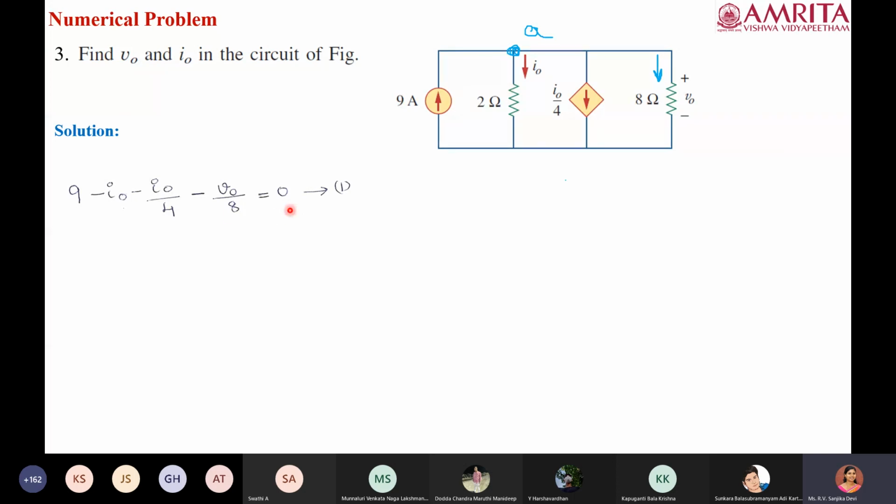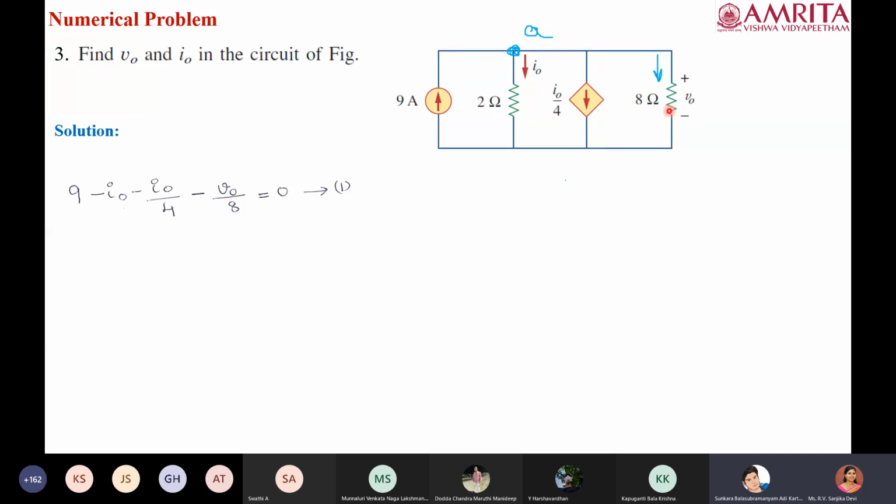The 9 ampere is entering into the node, so it is plus 9. I naught is leaving, so it is minus I naught. For the third source, I naught by 4 is leaving, so it is minus I naught by 4. And coming to the fourth element, the 8 ohm, how do we compute the current? We know V naught is given and 8 is given, so the current is nothing but V divided by 8. Following Ohm's law, V naught divided by 8 gives the current flowing through this 8 ohm resistor. So that should be equal to 0.